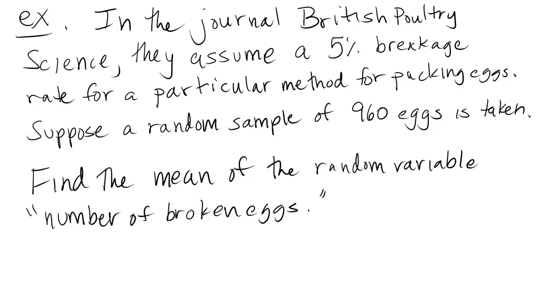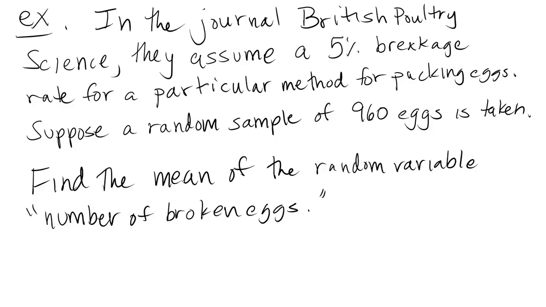Anyway, in the Journal of British Poultry Science, they assume a 5% breakage rate for a particular method for packing eggs. This method was described in the paper. I didn't go into great detail, but it's a good method for packing eggs because you only wind up with 5% breakage. Suppose a random sample of 960 eggs is taken. Let's find the mean of the random variable number of broken eggs. Now, before we get into this being binomial and the formulas, let me just reword the charge of this problem, and I bet you'll have an idea how to answer it.